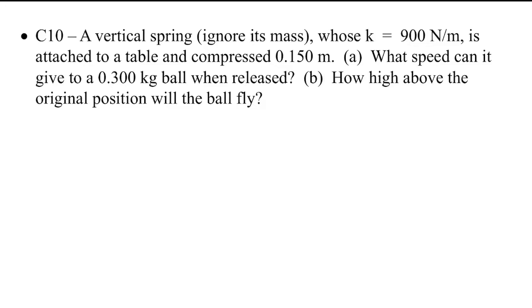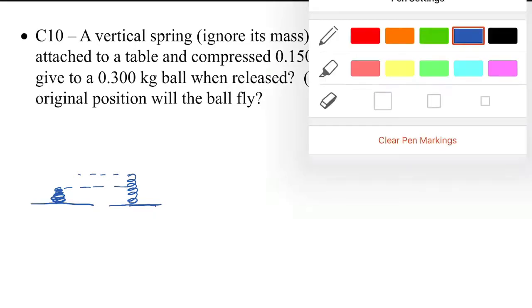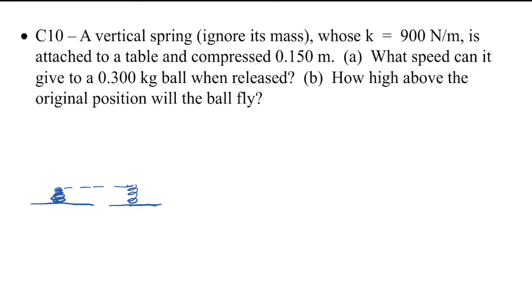Okay, what do I got here? So I have a vertical spring, ignore its mass. We have K, the spring constant, 900 newtons per meter, attached to a table and compressed 0.15 meters. Okay, here's something you got to know about springs. So if this is how much it's compressed, and this is how it is at its normal equilibrium, that's what we call with a spring a negative height. Something you got to know about springs is that when it's at its equilibrium, its height is technically 0. That's when height is 0. So that's a really important thing to note about springs. There we go. That's equilibrium, and this is when height is equal to 0.